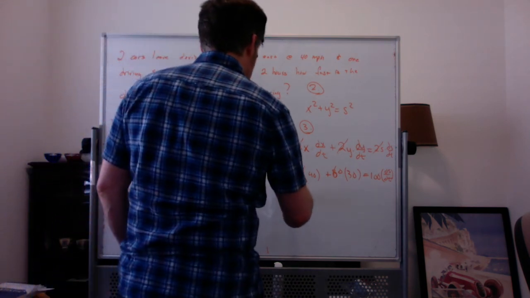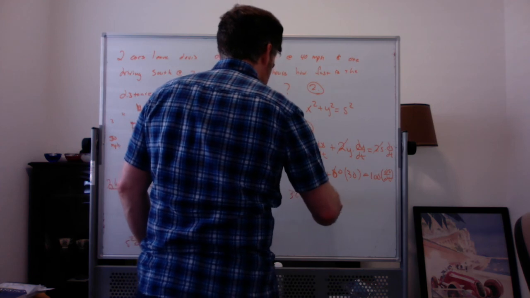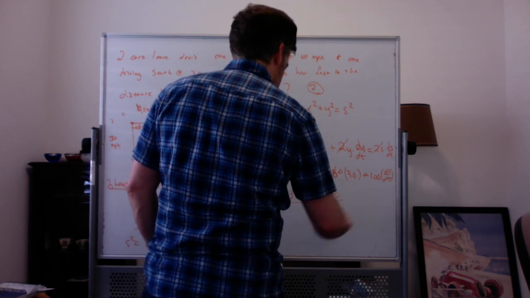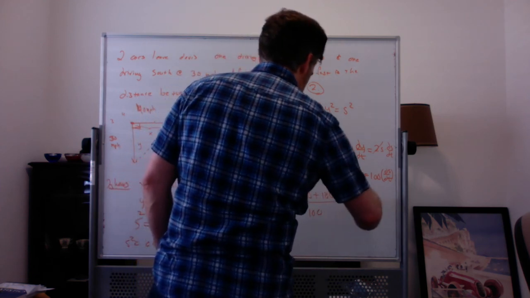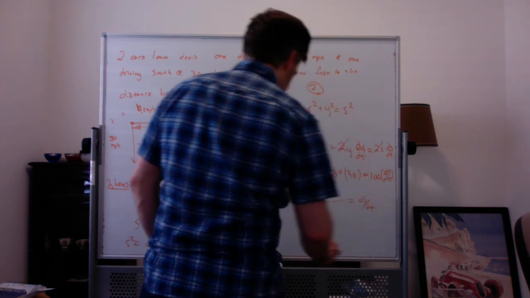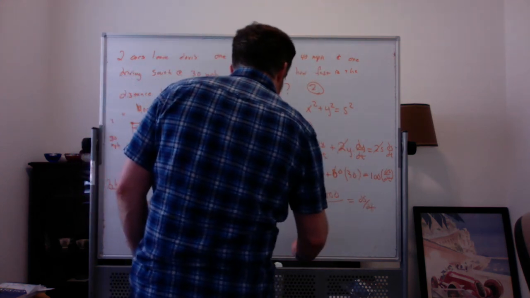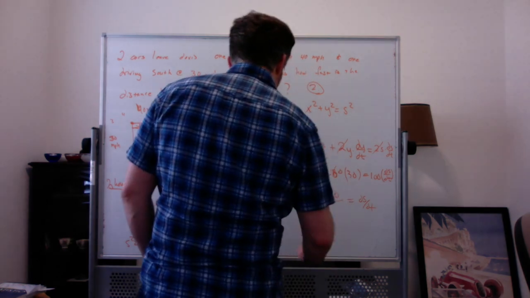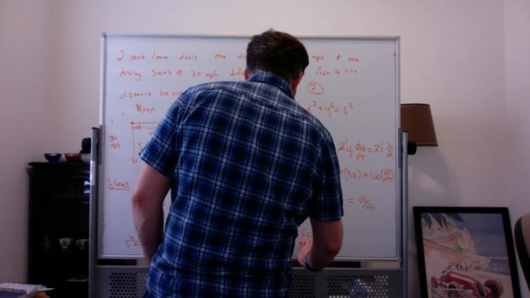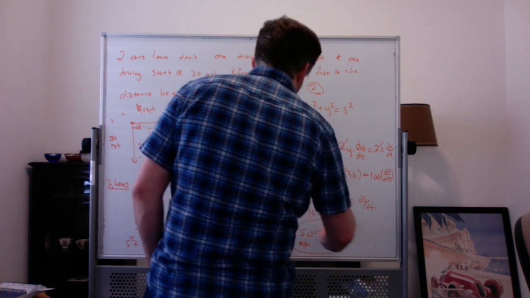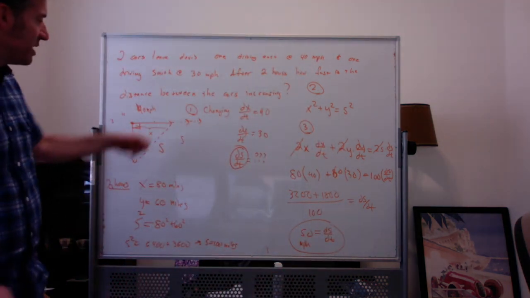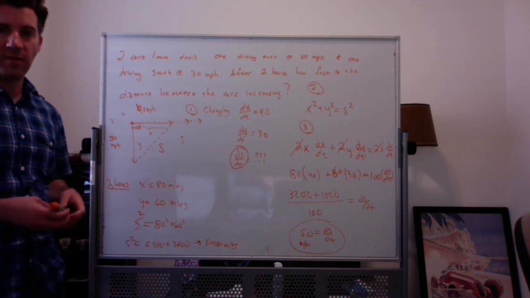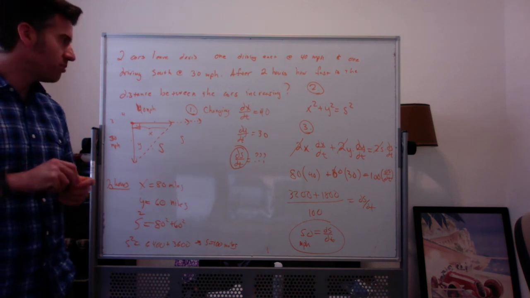So this is going to be 3,200 plus 1,800 divided by 100. So I get 5,000 divided by 100, which is 50. So at that particular moment in time, ds/dt is 50 miles per hour. The rate of change of the distance between the two cars is 50 miles per hour. So there you go. Pretty neat.